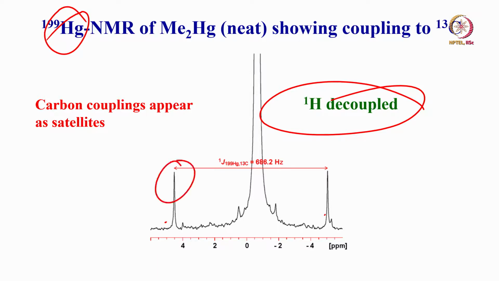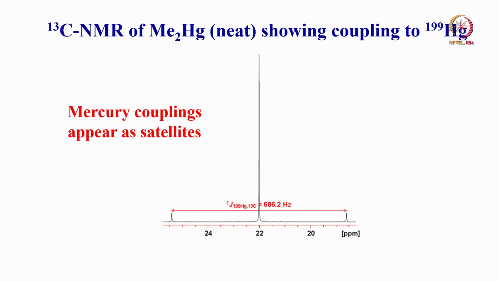So these are the carbon-mercury couplings which, because carbon is 1% abundant, come as a satellite here. This is the mercury-carbon coupling. So this is how you can understand the mercury spectrum.